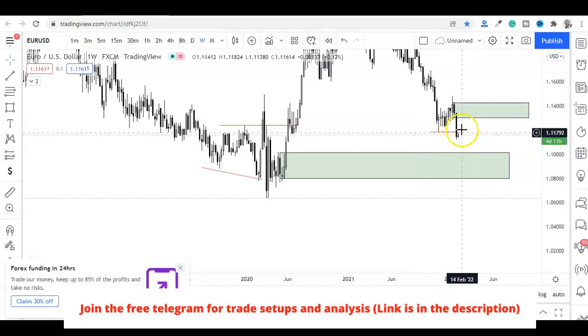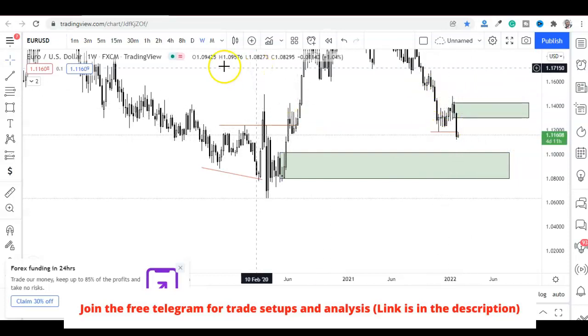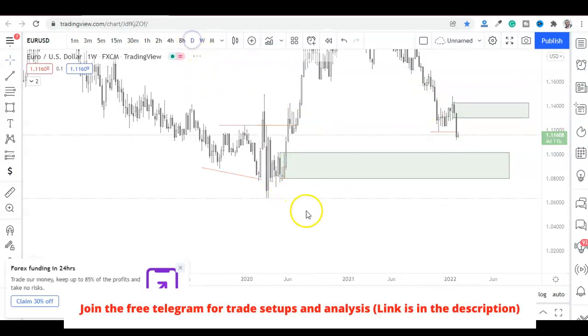So for now, we know that in the long term the EURUSD is bearish, and the target will be at 1.10152. This is our target, but will it go straight down or will it move up? We don't know yet from this weekly time frame. So let's look at the daily.